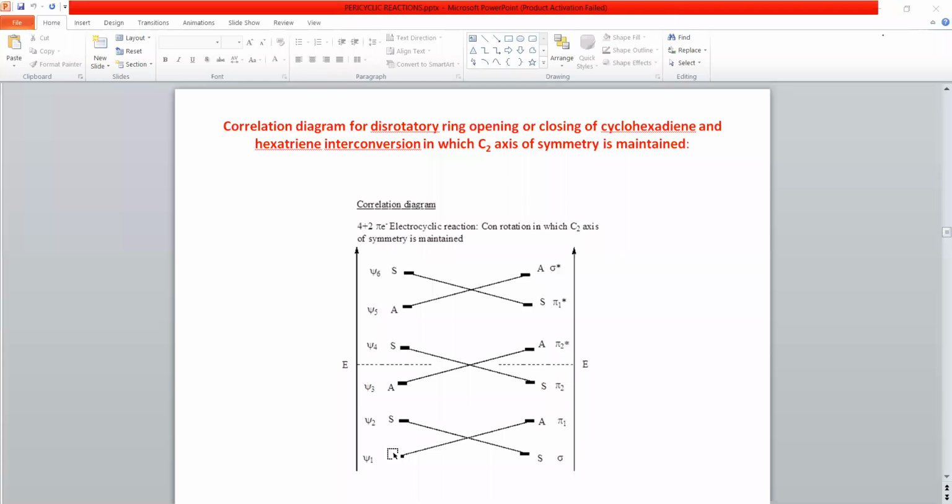But here, the first excited state of cyclohexadiene, sigma square, pi1 square, pi2 and pi2 star, correlates with the first excited state of hexatriene, that is psi1 square, psi2 square, psi3 and psi4. So the first excited state of the product correlates with the first excited state of the reactant. Therefore, conrotation in which the C2 axis of symmetry is maintained is photochemically allowed and thermally forbidden, because the ground state orbitals of the reactant do not correlate with the ground state orbitals of the product, but the first excited state of the reactant can correlate with the first excited state of the product.